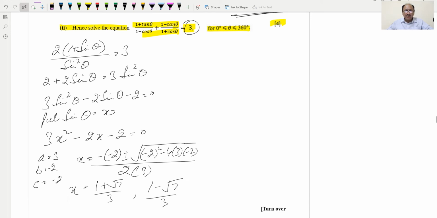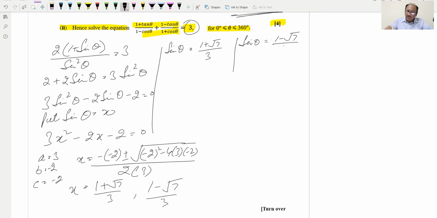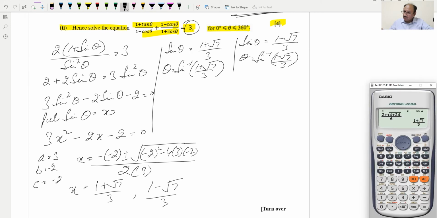Now we can solve this over here. We can use this space, and sine theta is equal to (1 plus root 7) over 3, and the second value which we can find is sine theta is equal to (1 minus root 7) over 3. So theta will be equal to sine inverse of (1 plus root 7) over 3, and theta is equal to sine inverse of (1 minus root 7) over 3, and we can use the calculator for this.